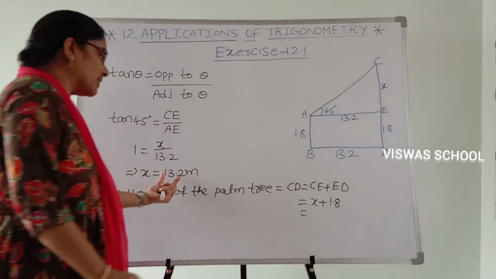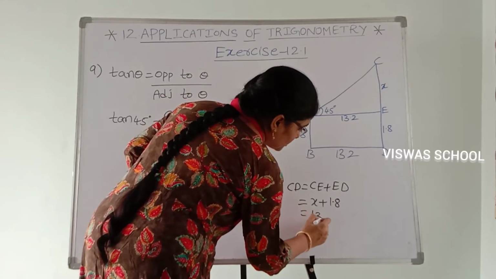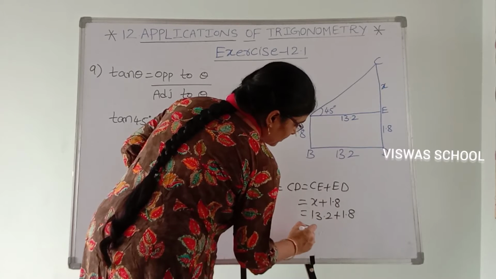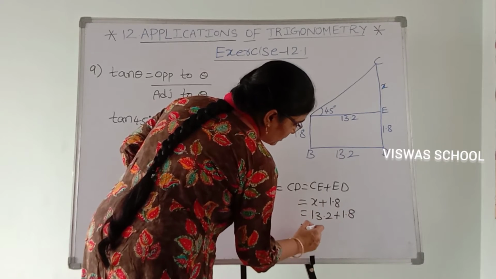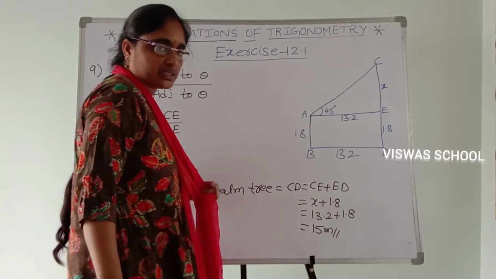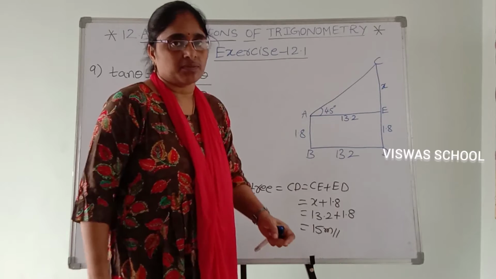Now what is the X value here? It is 13.2 meters. That is 13.2 plus 1.8. If you add these two, it is 15 meters. This is the height of the palm tree.